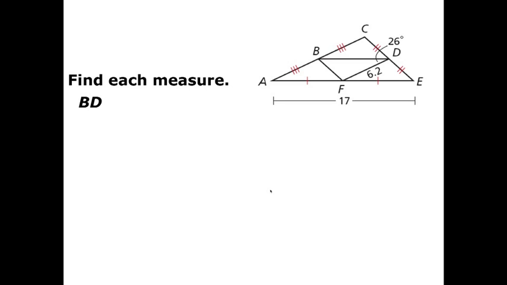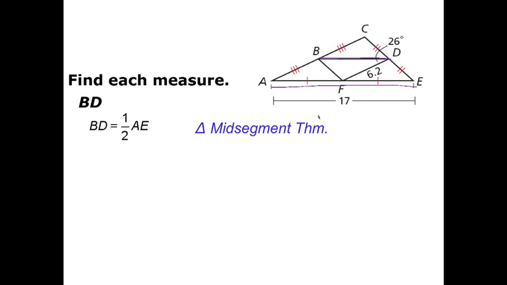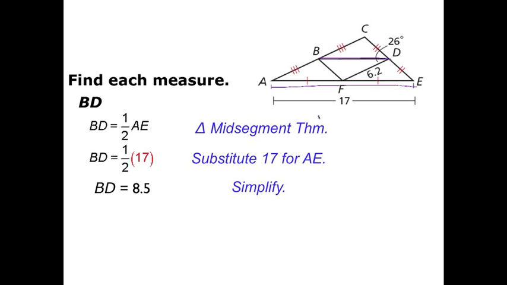So here I want to find the measure of BD. BD is a midsegment. You can see that BD right here is going to be half of AE. We see that AE is 17, and so if BD is going to be half of 17, then it's 8.5. We use the midsegment theorem to say that BD was half of AE. We plug in the 17 for AE and take half of it. And so BD has to be 8.5.